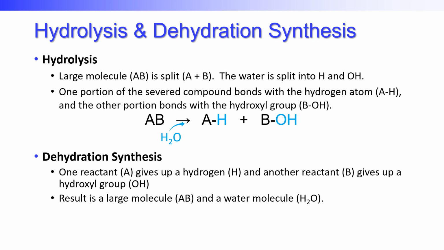Now, the dehydration synthesis, this is when we have a reactant A, and it's going to give up its hydrogen, and then we have another reactant B, and it's going to give up a hydroxide. And the result is we're going to end up with that big honkin' AB and a water molecule. So if we bring up that reaction, it looks like this. And here we have the creation of our water molecule.